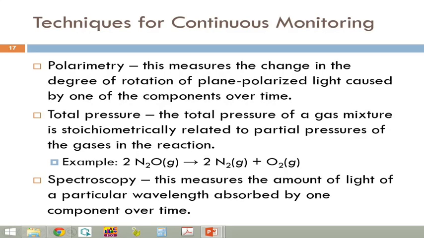So for the continuous monitoring, your book talks about 3 techniques in which you could do that. There are more, but these are just perhaps the most common. Polarimetry.